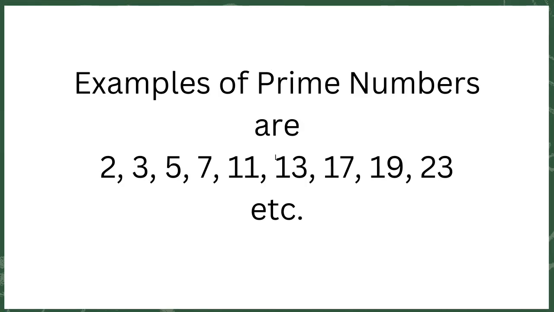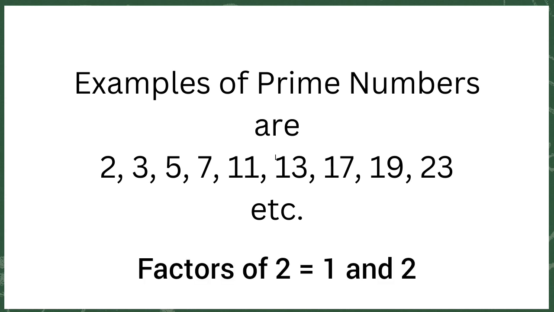Examples of prime numbers are 2, 3, 5, 7, 11, 13, 17, 19, 23, etc. Each of these numbers has just two factors, one and itself. Factors of 2 are 1 and 2. Factors of 3 are 1 and 3.